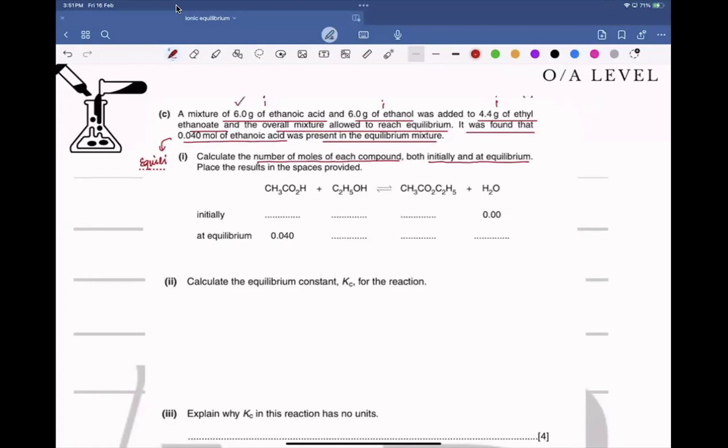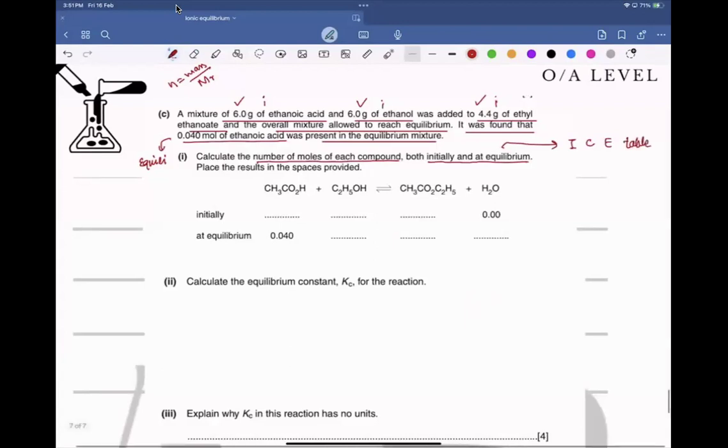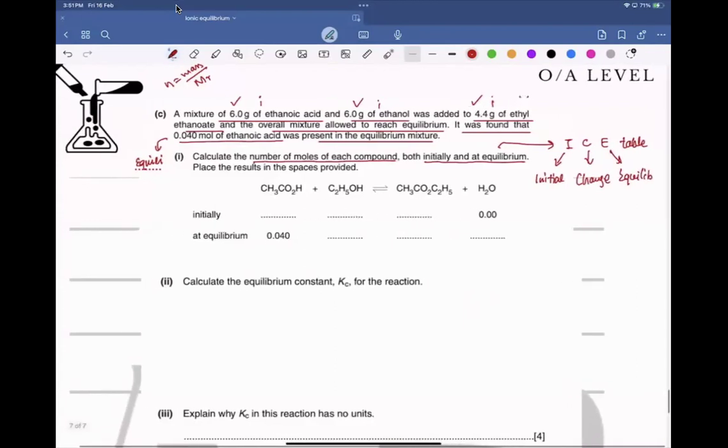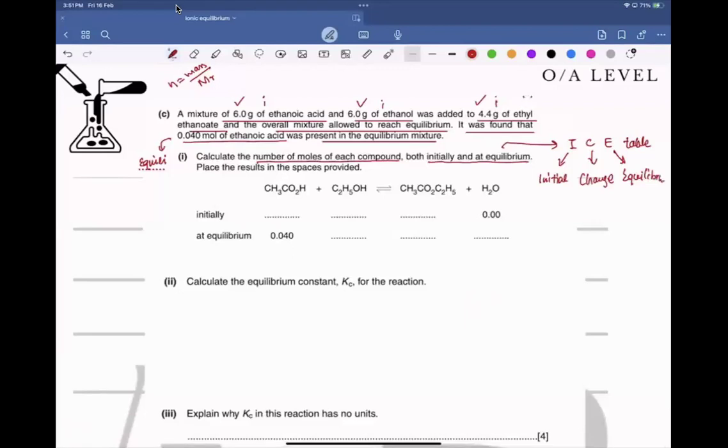So initially we got their masses. So to find the moles, we will use the formula mass upon Mr. And to find the moles at equilibrium, as we don't know them, remember, you will always draw the ICE table. You will always draw the ICE table where I refers to initial, C refers to change, and E refers to equilibrium. Is this clear to all of you?